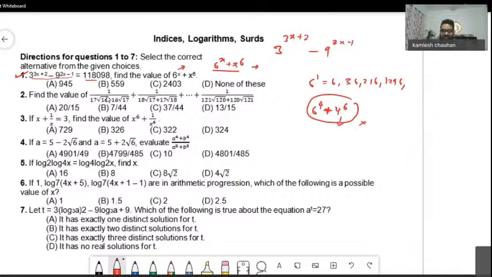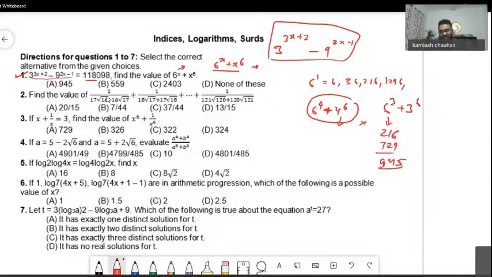So the number x has to probably be 3. So if I write 3, this is 216 and this is 729. Answer is 945. Fine. So you can either put the value of x and check according to this one, or you can check from the options. Now we can put 3 and check which option satisfies this or not. So that is the way to solve this.